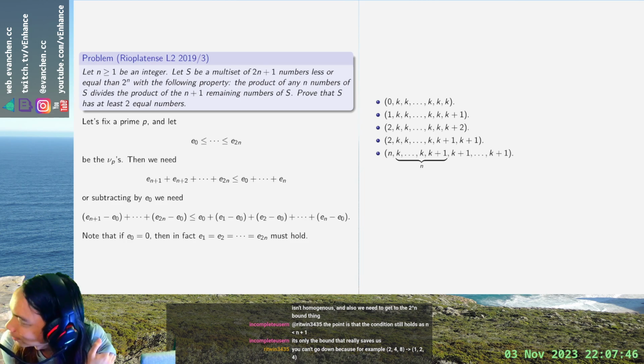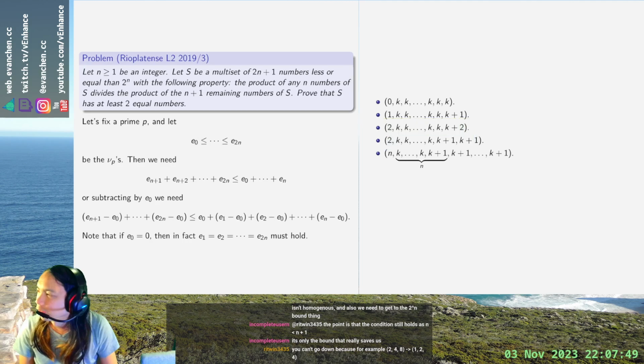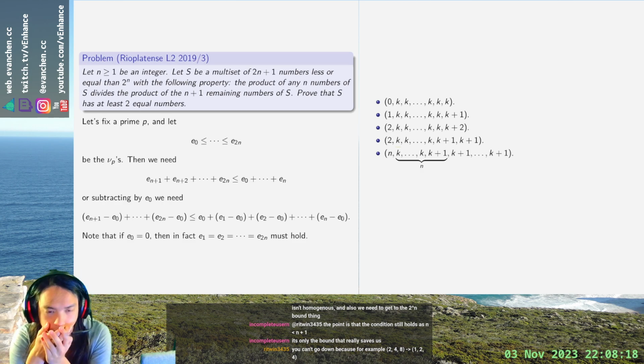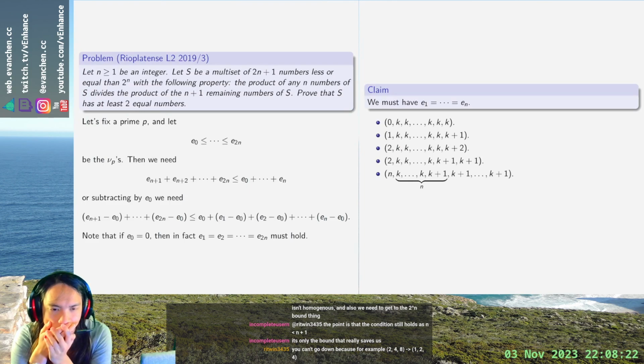But I think that this is going to... Like, basically the fact that everything in this tuple has to be at most N, I think basically promises us that, like, E1 through EN... So, okay, let me stake the claim. The claim is that we must have E1 equals dot dot dot equals EN. Yeah, I want to claim that this is just always the case. Although it's weird because if I can do this for every prime individually, I still need to do some work to collate them together.